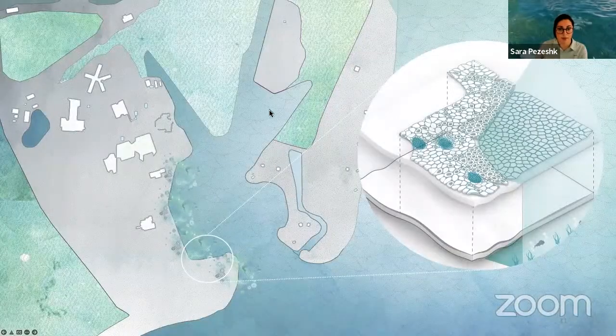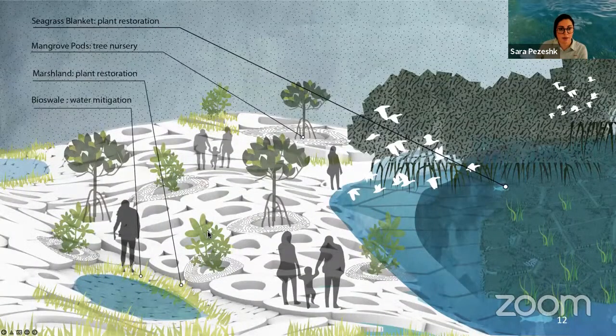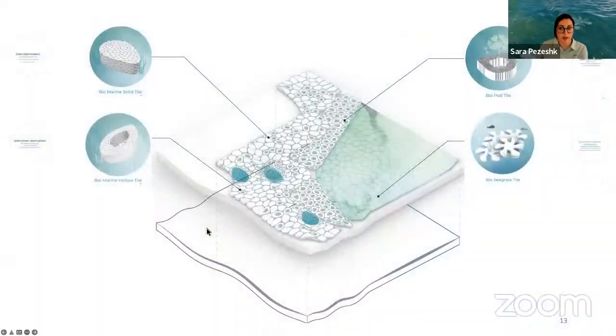Here is the integration of the tile and topography. This image illustrates how nature is integrated with this biotile. These biotiles perform as a nursery for mangrove and seagrass, and also filter stormwater using these retention ponds. Finally, using this methodology, four different typologies have been created, and each one has its own functionality.